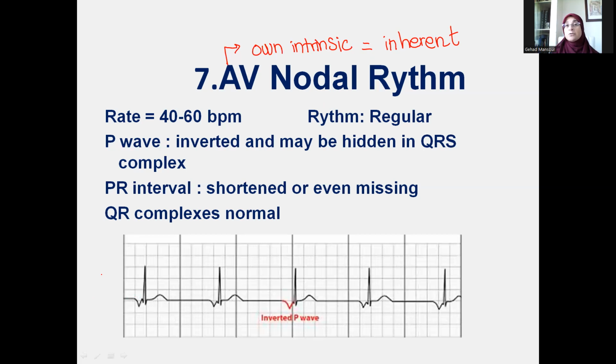But if the SA node is already diseased and has a lower intrinsic rate, then at that time the AV node might take over and become the pacemaker of the heart. Although the AV node is not the normal or standard pacemaker of the heart, yet it fires or depolarizes regularly. So any rhythm that arises from the AV node will be regular.